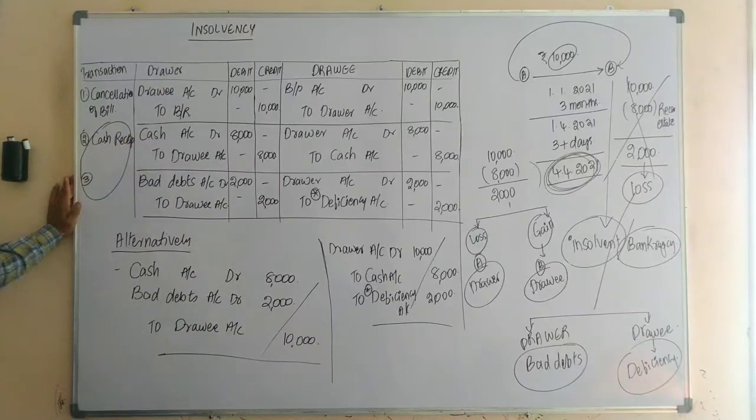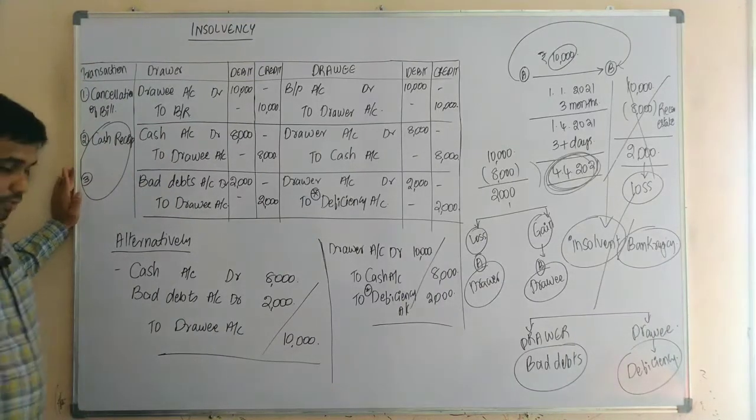So this is about this. These are nothing but the transactions in the books of drawer and drawee in case of insolvency. I hope you understand. Thank you.